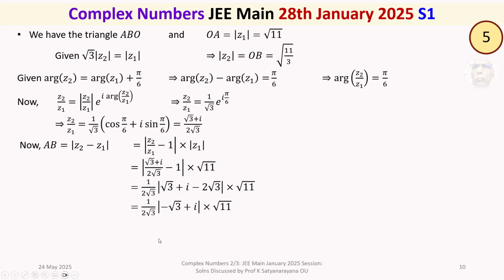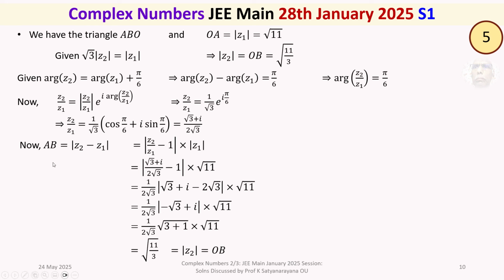Take the modulus of 1 by 2 root 3. The modulus of this is the square root of 3 plus 1, into root 11. This is 1 by 2 root 3 into root of 3 plus 1, that is 4. Root of 4 is 2. 1 by 2 root 3 into 2 is 1 by root 3. 1 by root 3 into root 11 is root 11 by 3. That is, modulus of Z2 is OB.